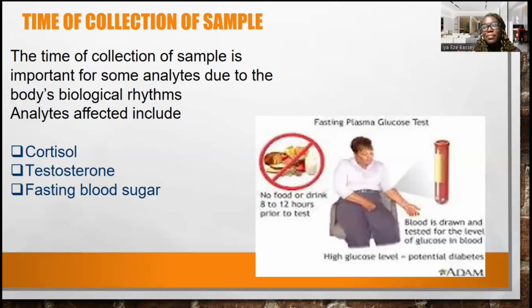Then things also like fasting blood sugar. Usually, if you're collecting a sample for fasting blood sugar, it should be within 8 to 10 o'clock. After 10 o'clock, you cannot refer to that sample as a fasting blood sugar. You can't collect a sample for fasting blood sugar after 10 o'clock. It has to be between 8 and 10 o'clock.